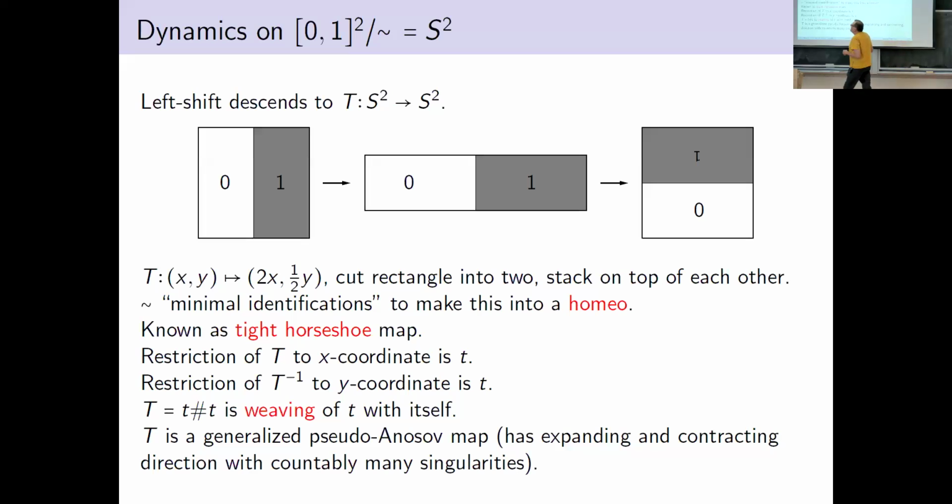And so the equivalence relation on the square is the minimal equivalence relation that makes this into a homeomorphism. So for example, we have cut the thing in the middle and stacked it on top of each other, and so we identify the top and bottom.